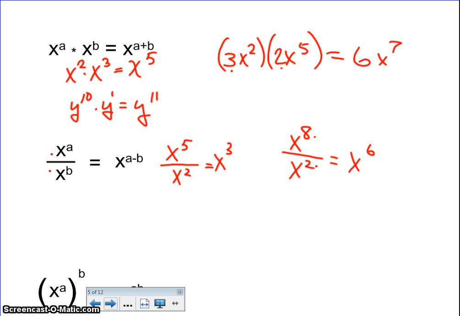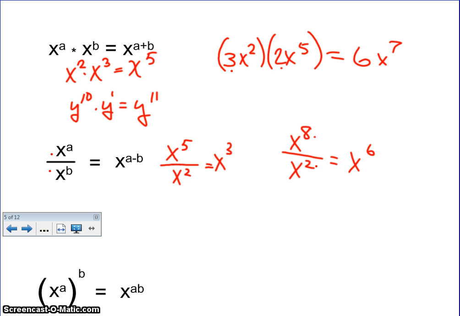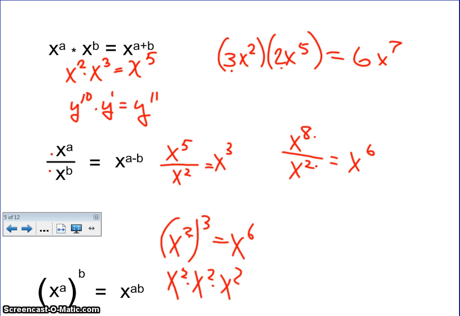And then finally, we've got this one down here. We've got a power to a power. It could be something like this, x squared cubed. And what we're saying is, if you have something like that, you can multiply the 2 times the 3, and the answer is 6. You can prove this to yourself, or you can just about always do the problem by converting it back to a multiplication problem. x squared cubed is x squared times x squared times x squared, and if you add 2 and 2 and 2, you get x to the 6th.